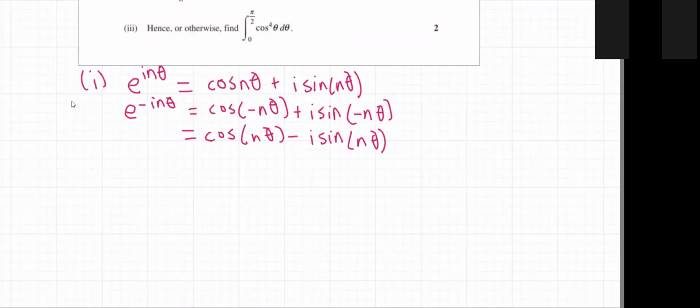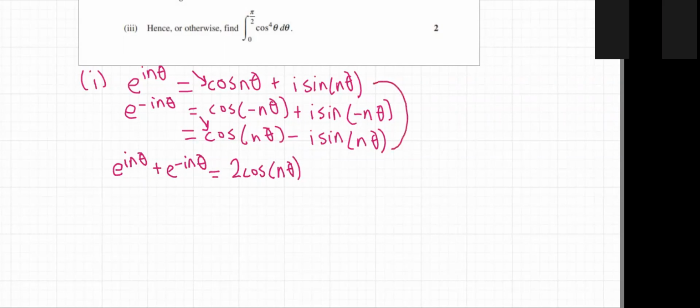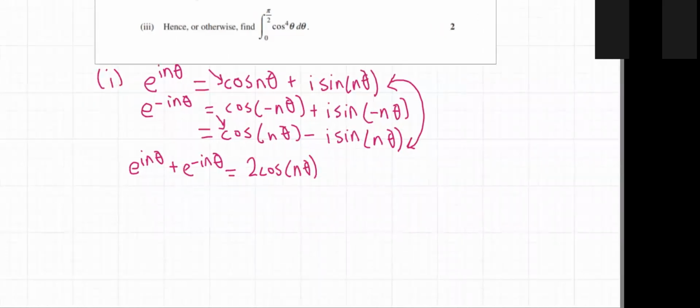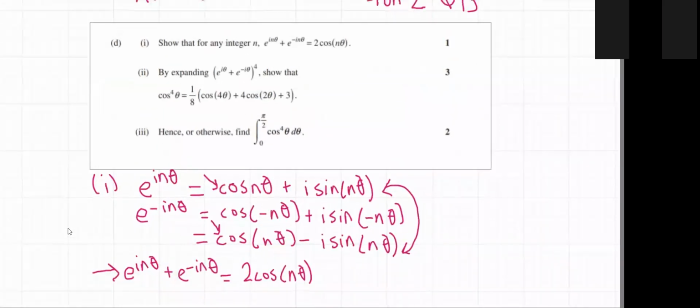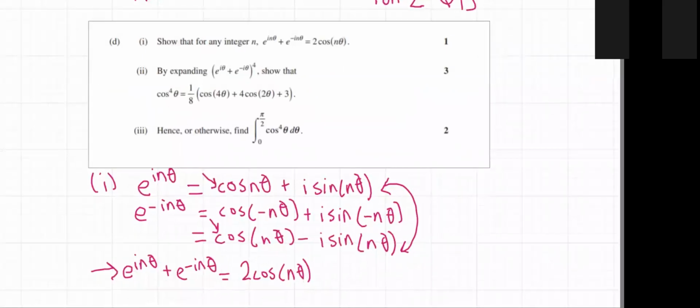Now we can add the two equations together. If we add the two equations, we see that cosine n theta appears 2 times, and the i sine n theta cancels out, and we have this identity over here. And this is exactly the same as what we need to prove in part I. So part I is complete.